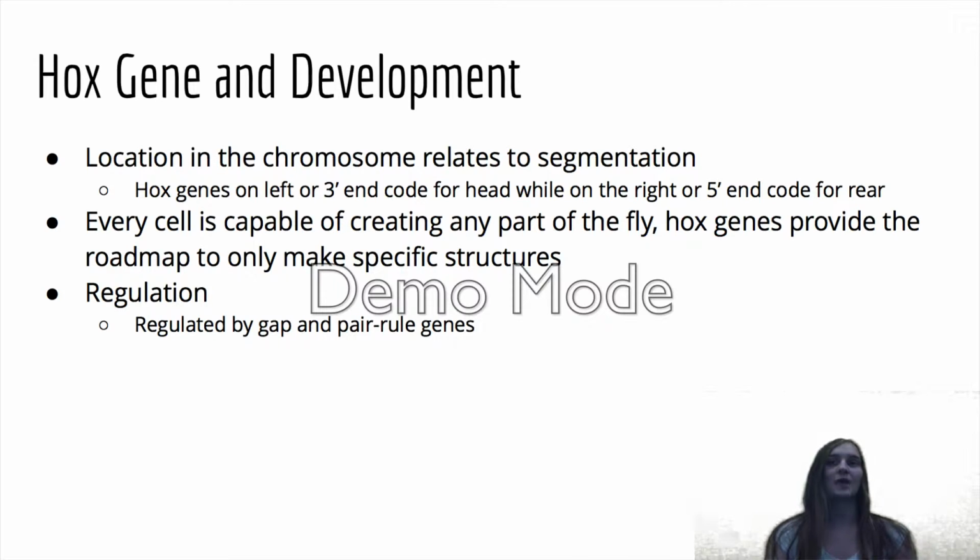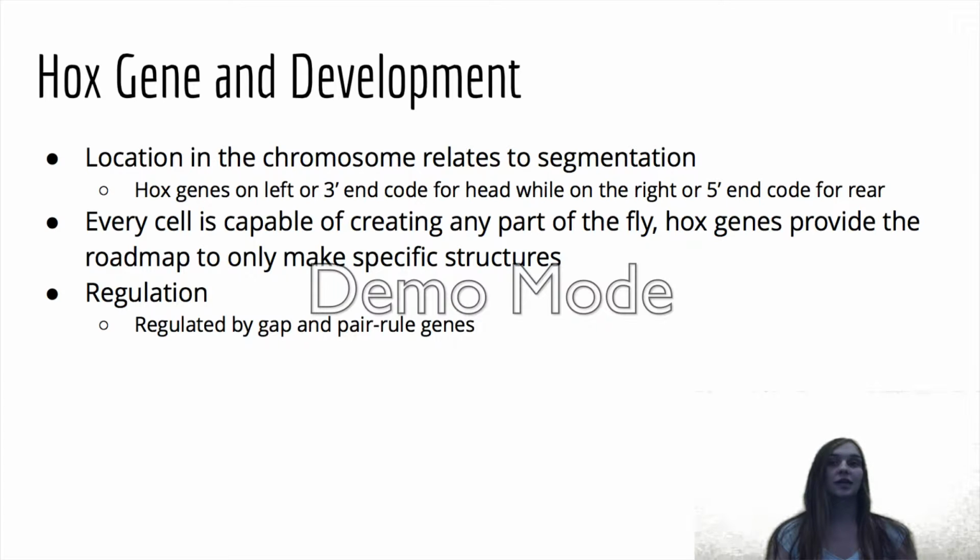For example, the gene at the most 3' end of the chromosome corresponds to the head segment of the organism. Likewise, the gene at the most 5' end of the chromosome corresponds to the posterior or butt region of the organism. Each and every cell is capable of creating any structure of the fruit fly, as each cell contains the DNA that holds all of the genes. However, the Hox genes are what provide the roadmap to allow these cells to create the structures necessary to divide the fly into the proper segments.